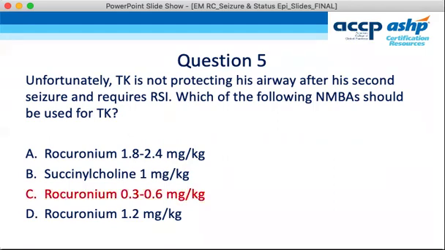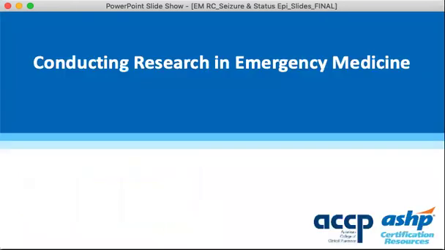So the correct answer is C, rocuronium 0.3 to 0.6 mg per kg. So remember, we want to avoid answer choice B, succinylcholine, in patients with myasthenia as the response is unpredictable. For rocuronium, the dose should be reduced by 1/2 to 2/3, making 0.3 to 0.6 the best answer. Answer choice D, rocuronium 1.2 mg per kg, is your typical dose that we would use in adults. And A would be incorrect as we want to lower the dose, not increase it.